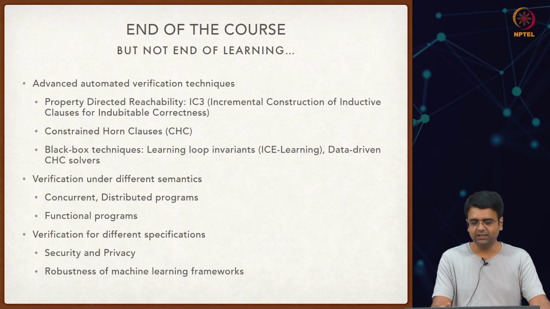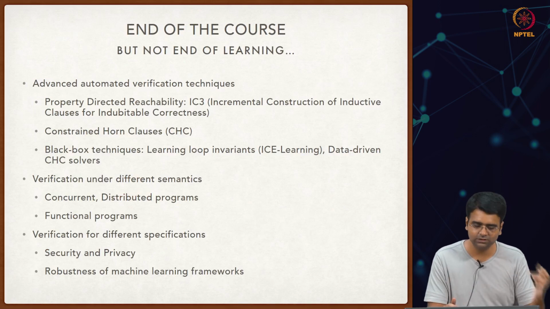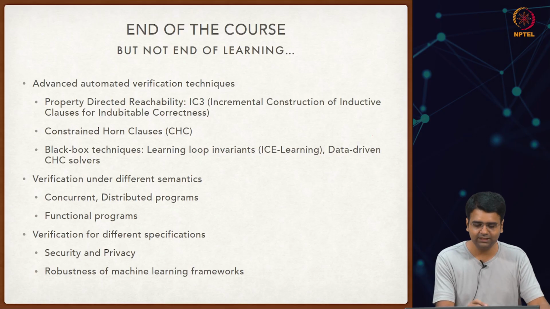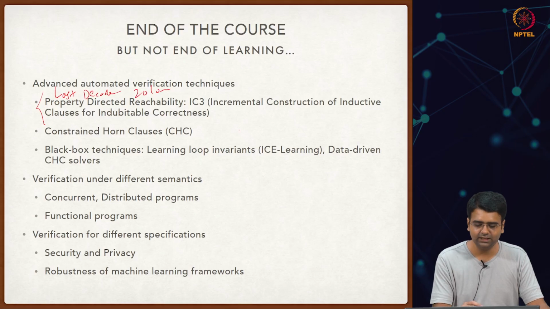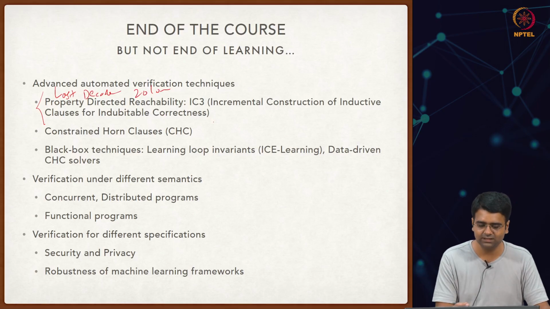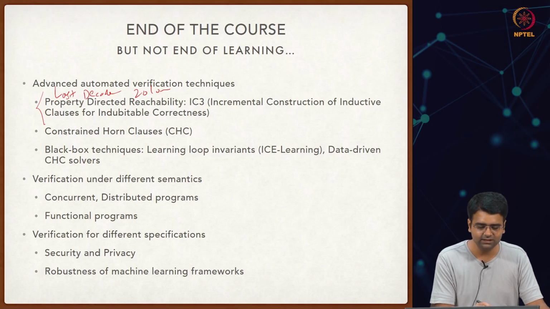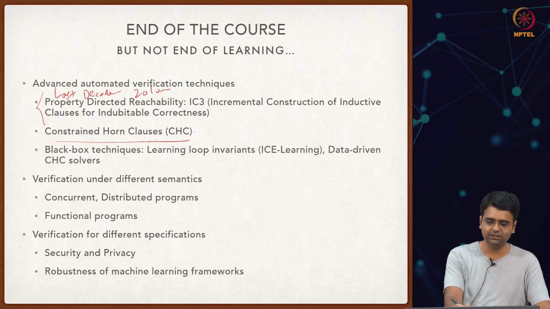So there are lots of other advanced automated verification techniques which we have not seen as part of this course. For example, property directed reachability. This is a new technique which has come up in the last decade, maybe around the 2010s. It was discovered to overcome some of the limitations of CEGAR as well. Then there are constraint Horn clauses, which is also a new technique that was discovered in the last decade.